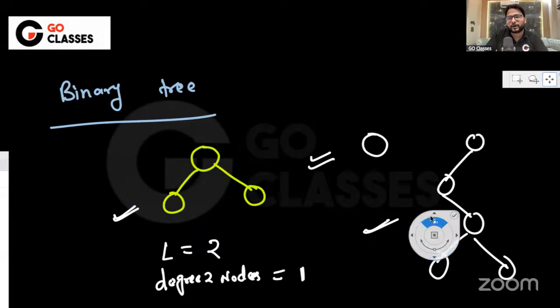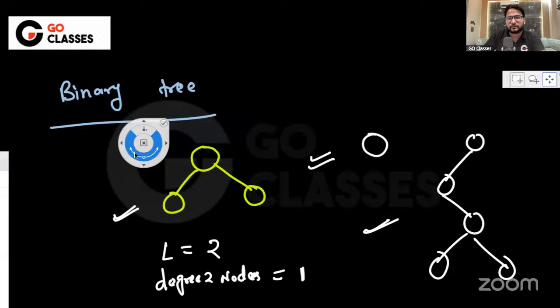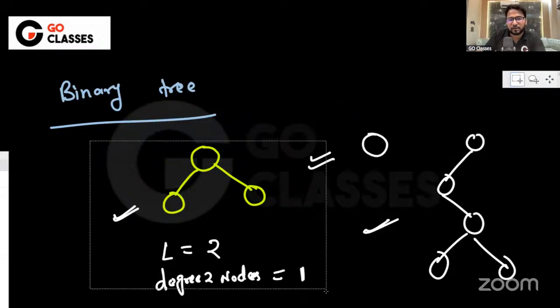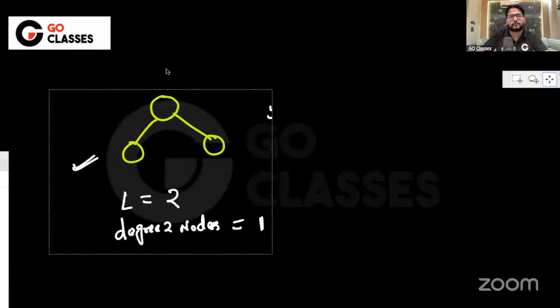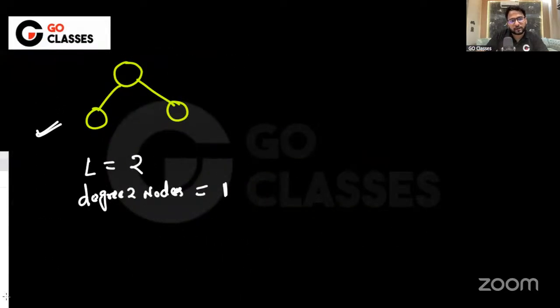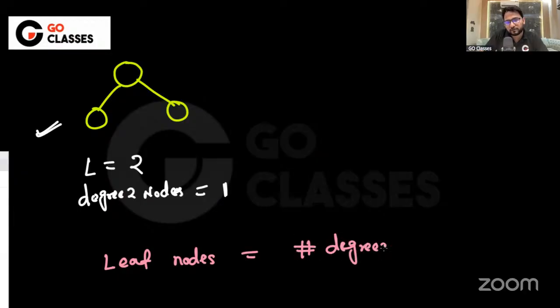I hope you are getting my point. In this particular tree, the number of leaf nodes is two, and the number of degree two nodes is one. So do you observe here that L, the number of leaf nodes, is equal to the number of degree two nodes plus one, isn't it? Is this okay to everyone? So this property is definitely satisfied here. Now what about any other tree? Let's make another tree. For example, this is another tree.